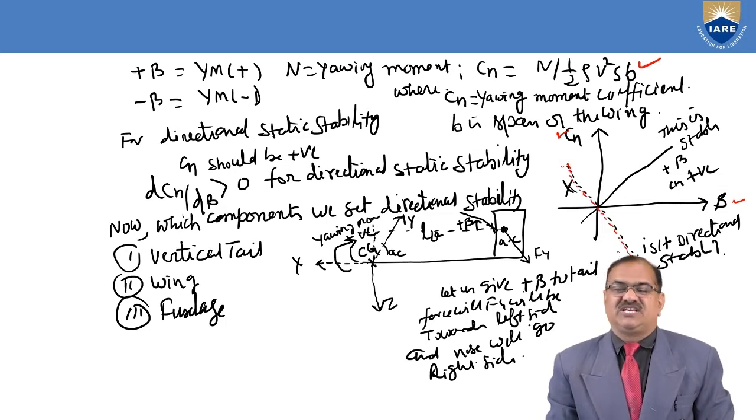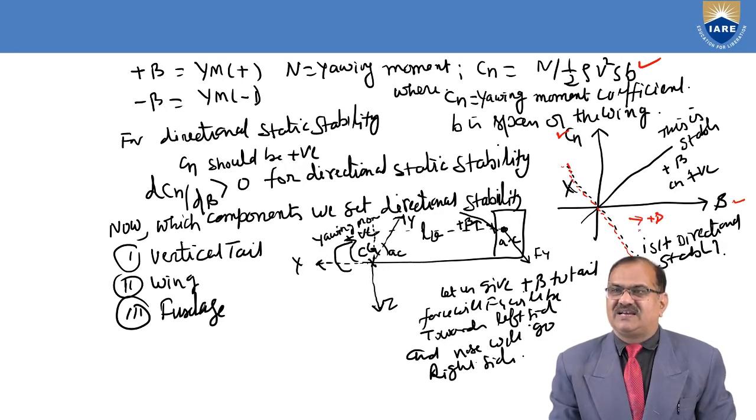This is not stable, because here what happened? For the positive beta, Cn is negative. So this case is not stable.